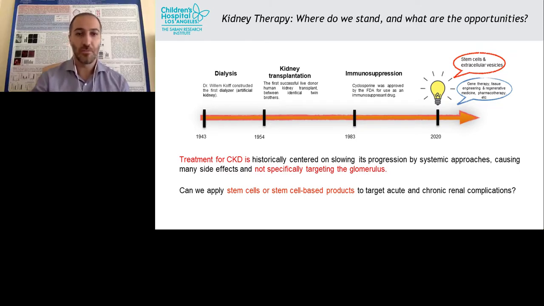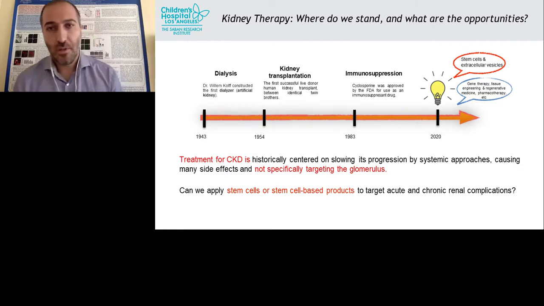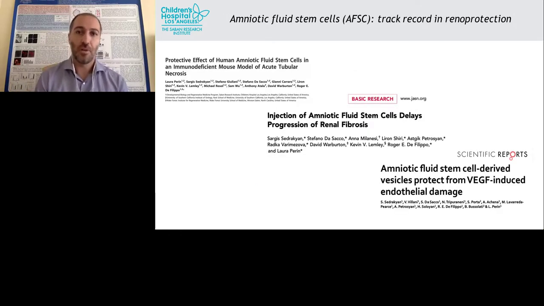And so our question is, can we apply stem cells or stem cell-based products to target kidney disease or renal complications? Over the years, we have taken a specific approach of using stem cells for potential therapeutics to treat kidney disease. In the past, we have looked into using AFSCs for treatment of acute kidney disease, as well as chronic kidney disease. And we have successfully shown that a single injection of amniotic fluid stem cells provides renal protection in terms of morphology and function, as well as survival in these animals.